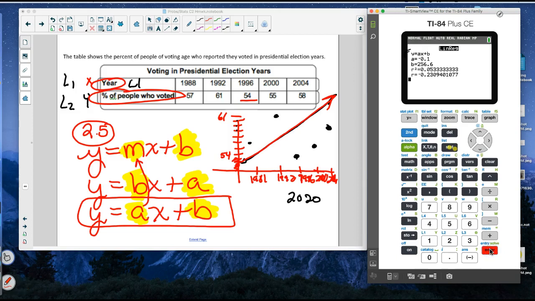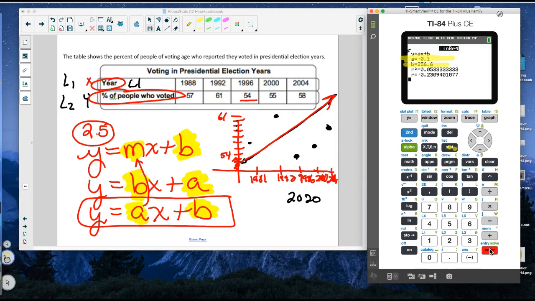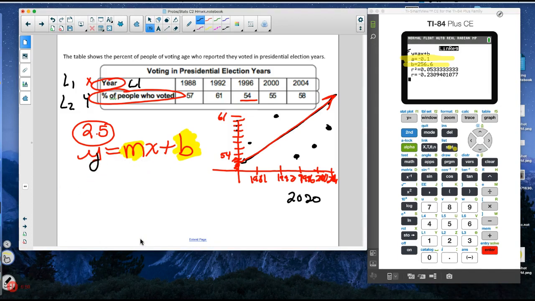And your calculator, you'll notice, spits out the slope, which for us is the a, and the y-intercept, which is the b. All right, so let's go write the equation for our line of best fit. Okay, that's the first thing you'll be asked to do. Usually there's 4 or 5 questions about these. So first one, though, is almost always write an equation for the line of best fit.